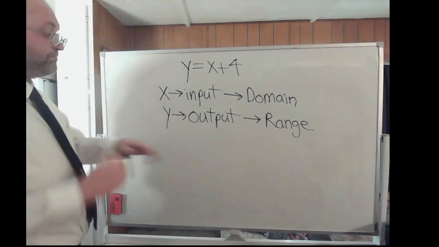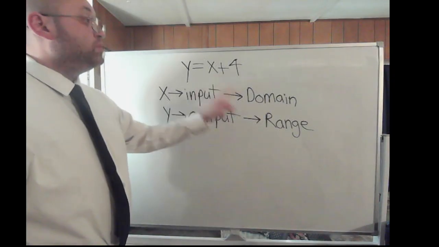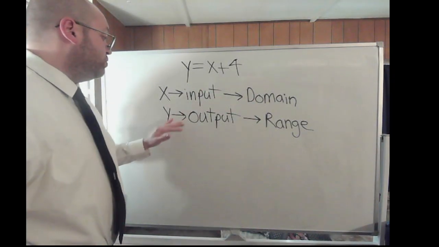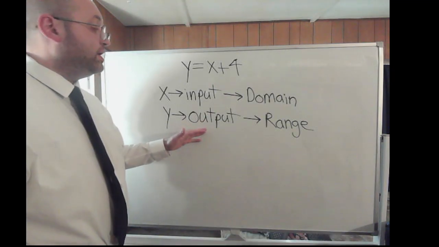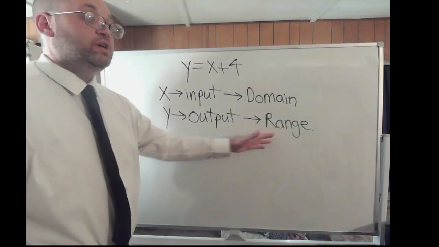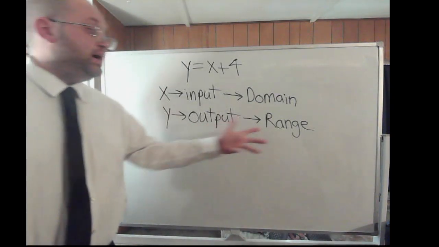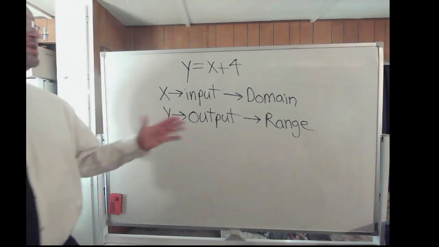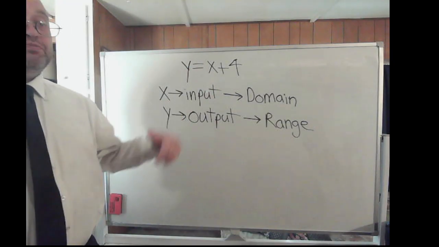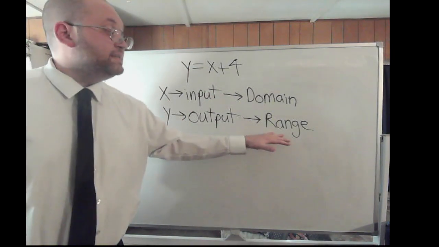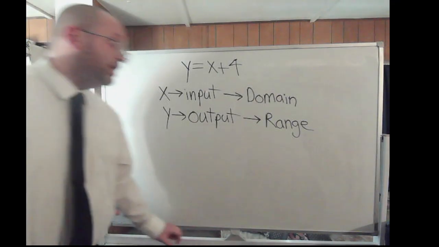So x is your input, the value you put in, also known as your domain. Y is therefore the output you get after you put a value in for x, which is your range, which would also be the possible range of values that you could get for y as a result of any values you put in for x. Well, in this case, it would also be all real numbers. That would also be a range.